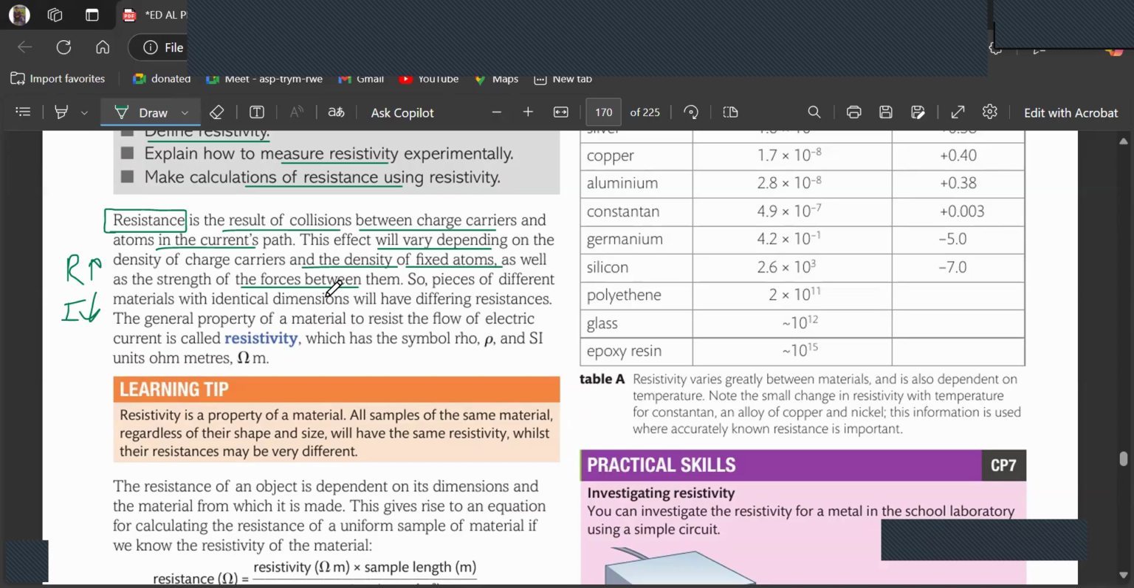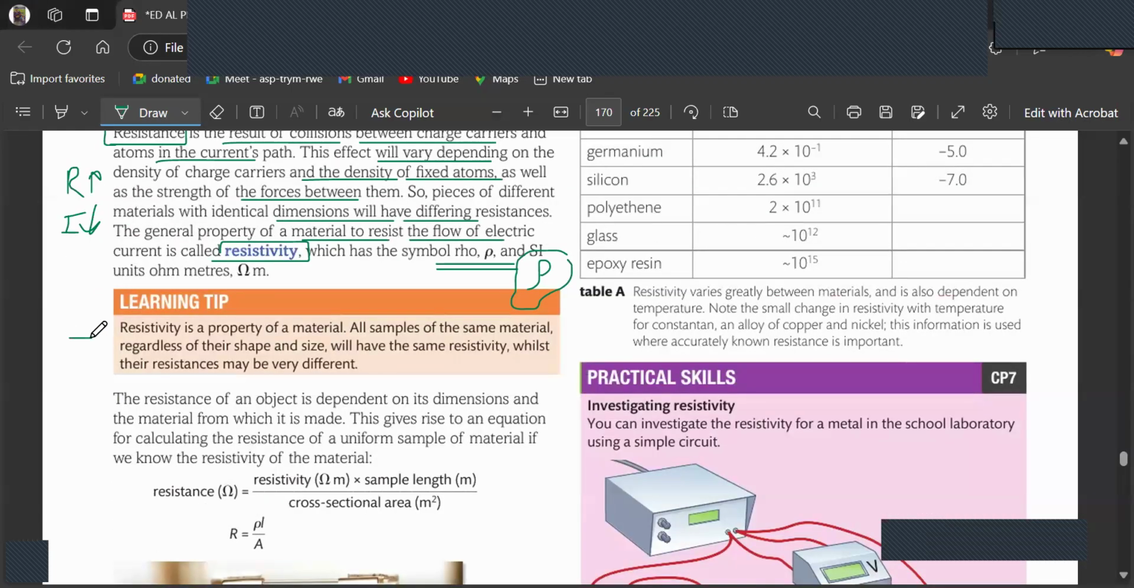So pieces of different materials with identical dimensions will have differing resistances, and the general property of a material to resist the flow of electric current is known as resistivity, which has a symbol of rho. Got it? Resistivity is a property for a material that can act as a resistor as well. We use this symbol to represent resistivity. Resistivity, rho, is a property of a material.